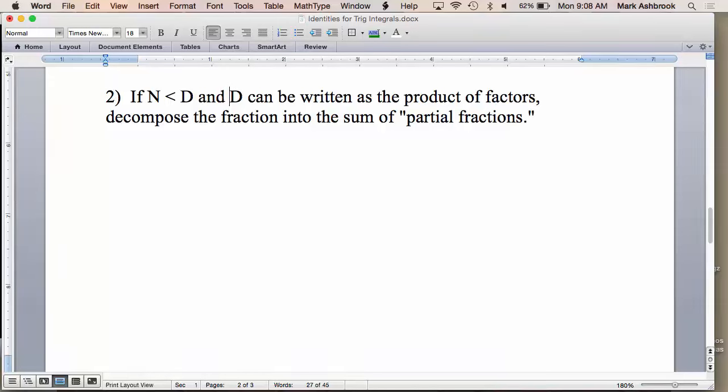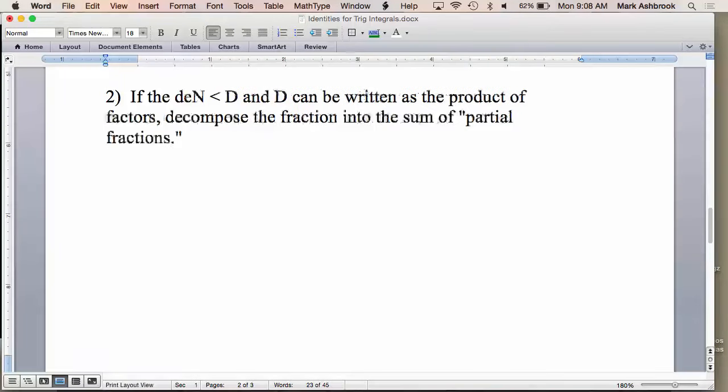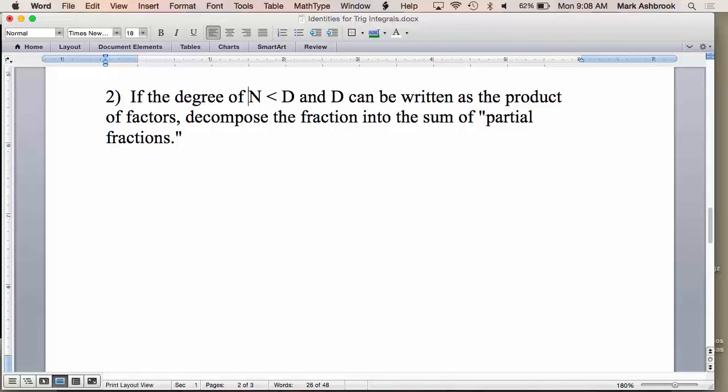All right, so now here's the next thing. If the degree of the numerator is less than the degree of the denominator, and the denominator can be written as a product of factors, then we're going to decompose the fraction into the sum of partial fractions. And let's see an example of this. And this is what we're working on today.